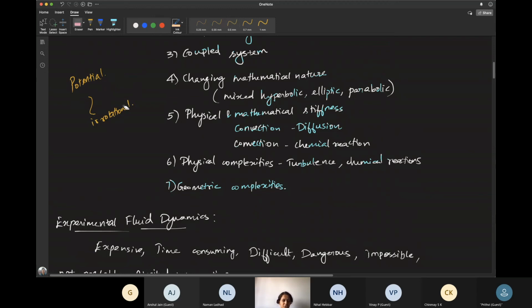I'm not sure if it's irrotational. It's inviscid, I guess. I guess it's irrotational also. Irrotational. Yeah. Velocity potential. Yeah. Okay.